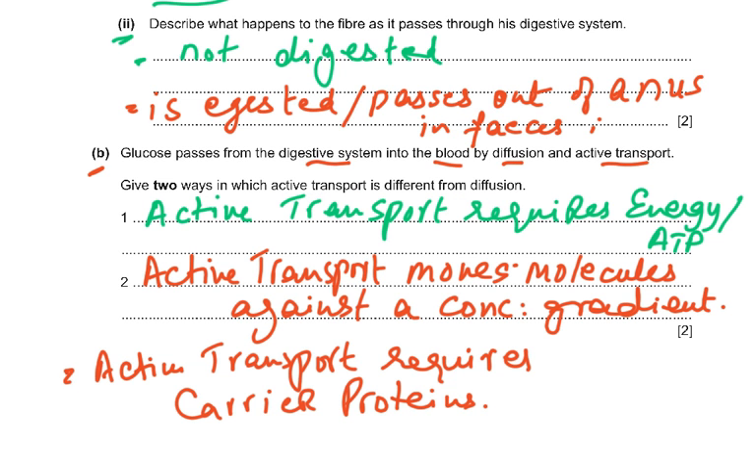So this is how we're going to word it. Active transport requires energy. Active transport moves molecules against a concentration gradient, or you could have said moves them from a low concentration to a higher concentration. And active transport requires a special carrier protein, which is different for every different ion which is being actively transported.